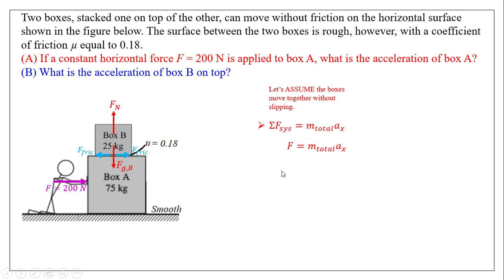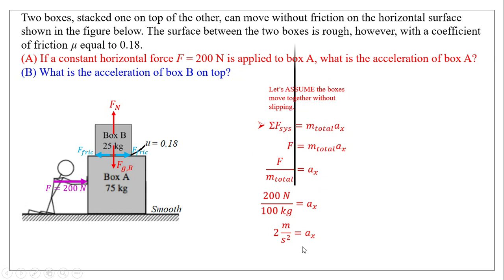So with this assumption, I can find the acceleration. To find the acceleration in the system, I can simply divide both sides by m total. F is 200 because that's what is being applied to the system. The total mass of the system is 100 kilograms because 75 plus 25 is 100. If you simplify that, you should get a value of 2 meters per second squared. So if you were to push the system, and they were to accelerate at the same rate, the acceleration would be 2 meters per second squared.